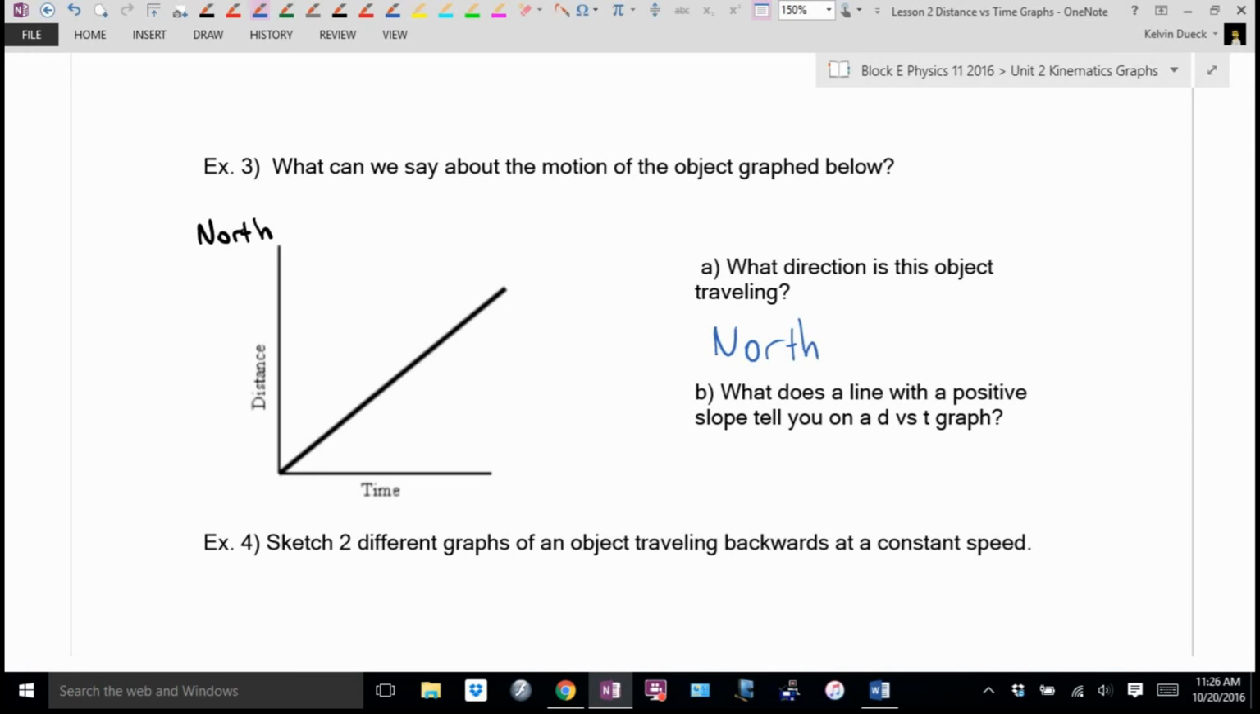So here's the question. What does a line with a positive slope tell you on a D versus T graph? In this case, north. If they don't specify a direction, let's keep it simple. This is what drove me crazy about your Science 10 textbook last year. I thought they really overcomplicated direction. Forwards.